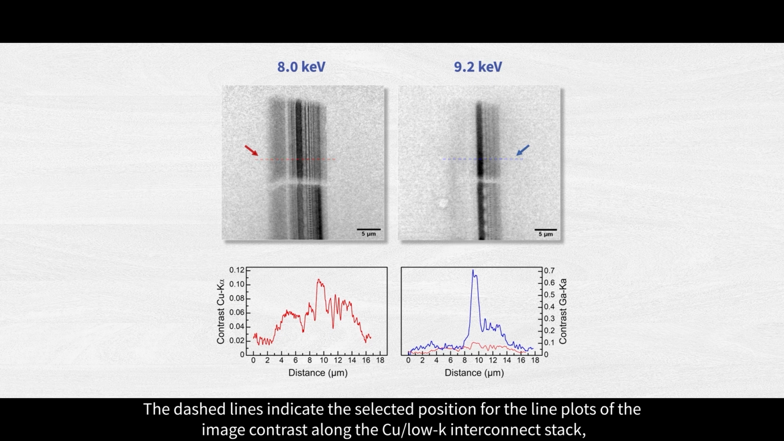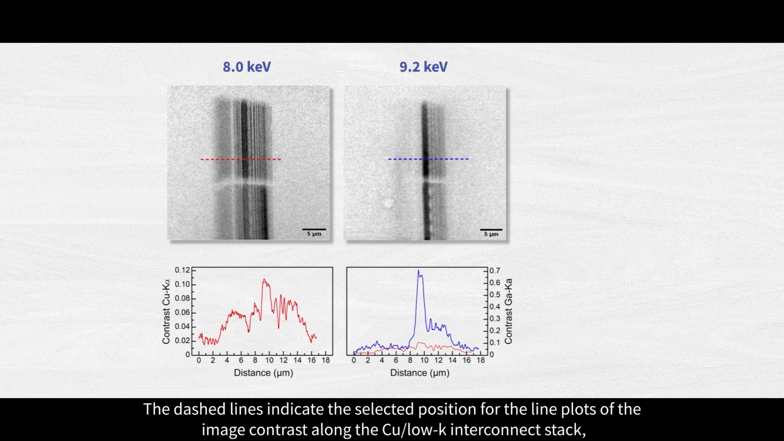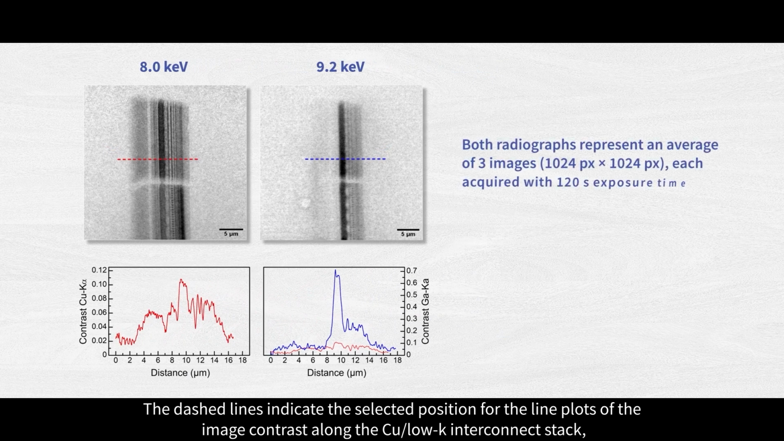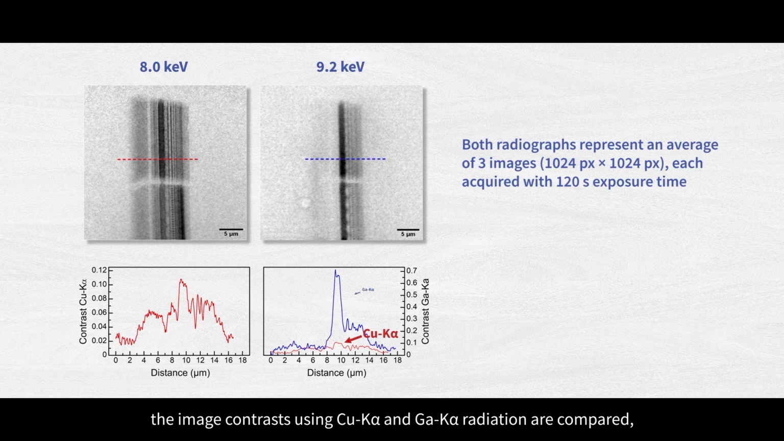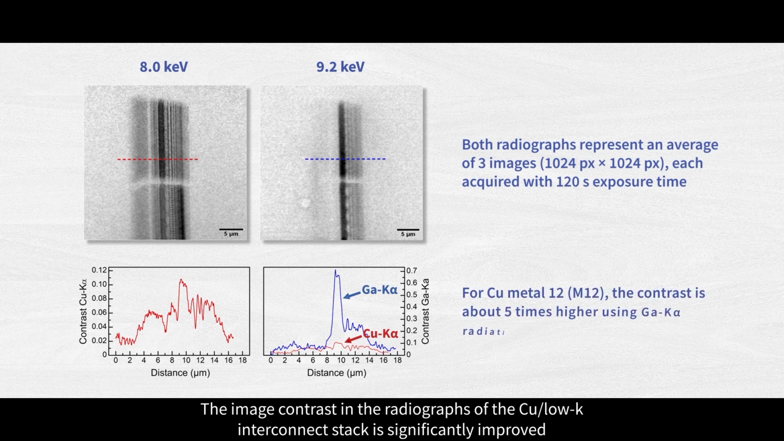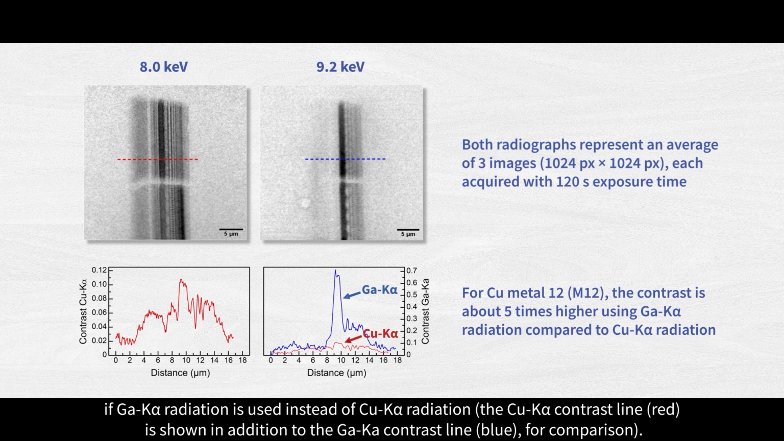The dashed lines indicate the selected position for the line plots of the image contrast along the copper low-K interconnect stack, using 16-bit images. In the lower right plot, the image contrasts using copper K-alpha and gallium K-alpha radiation are compared, and the different radiation types are indicated by red and blue colors. The image contrast in the radiographs of the copper low-K interconnect stack is significantly improved if gallium K-alpha radiation is used instead of copper K-alpha radiation.